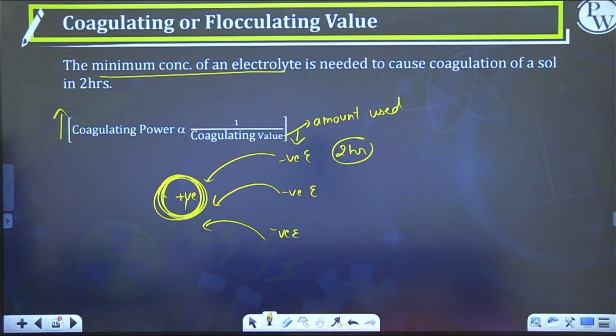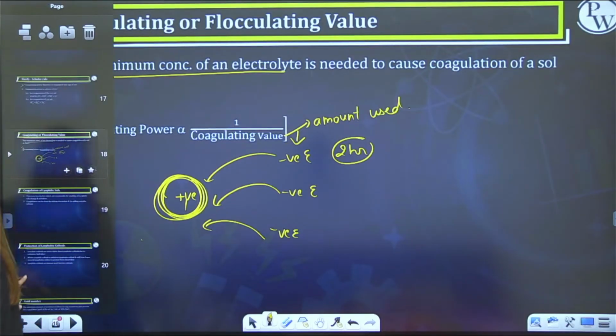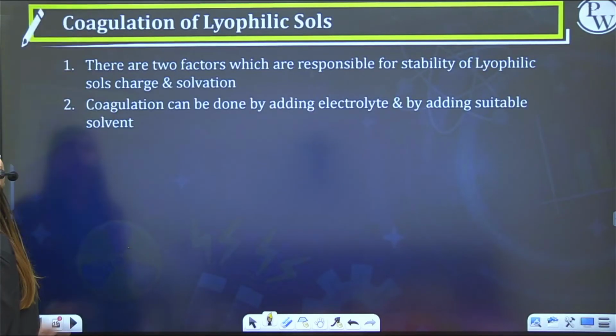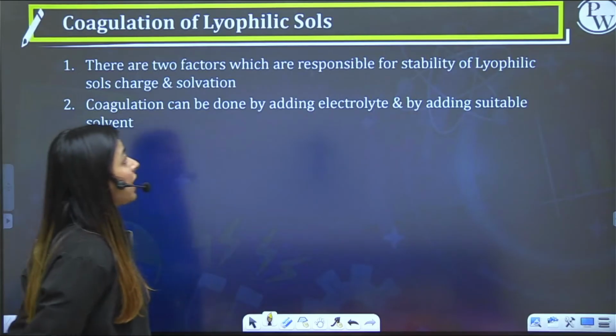I hope you've written it. Now let's move forward. Now the next is coagulation of lyophilic sols.